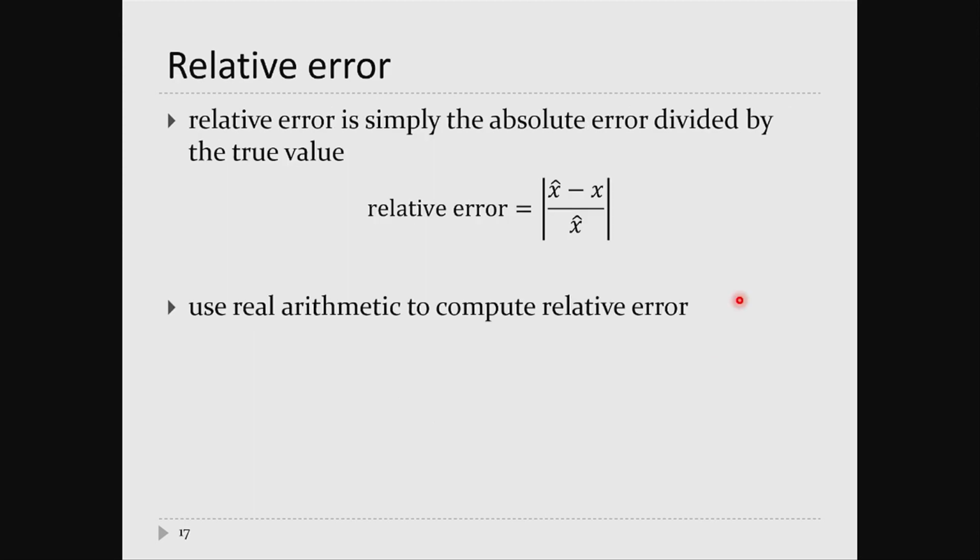Okay, relative error. Relative error is just the absolute error divided by the true value. And you don't bother with this conversion to floating point. You just take your values, plug them into the equation, and crank it out. So if someone asks you to compute the relative error, you just compute the value of that equation. The notebooks have lots of examples.